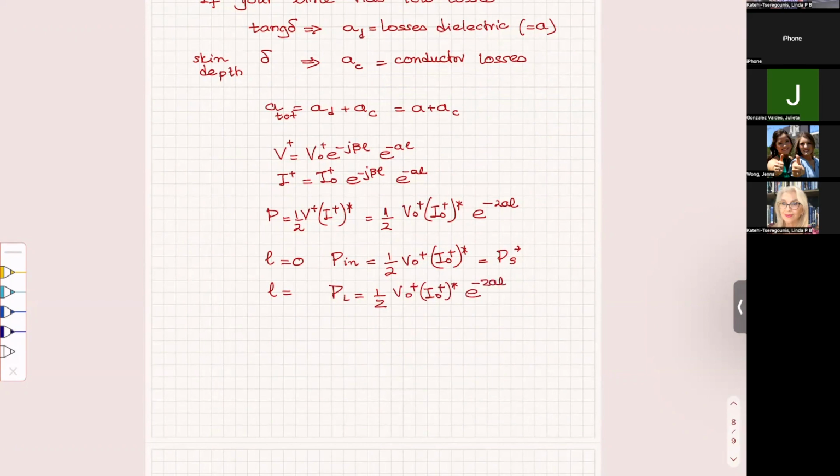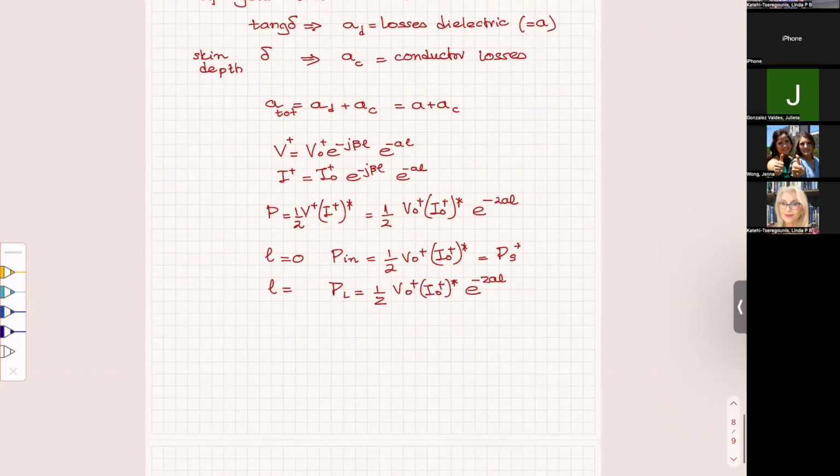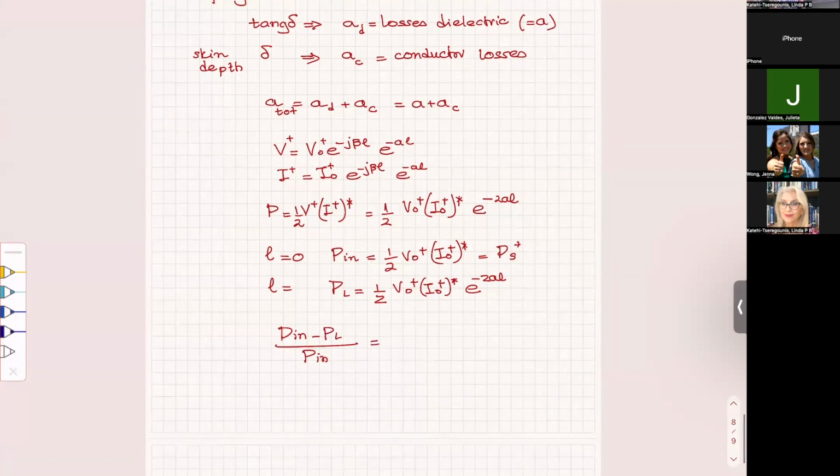And therefore, what you're going to lose between the two is P in minus P L. If you want to find it in percentage of the initial power, it is going to give you 1 minus e to the minus 2AL. And that's in fact your loss in power in terms of percentage of the initial power. So that's how you're going to solve this problem.